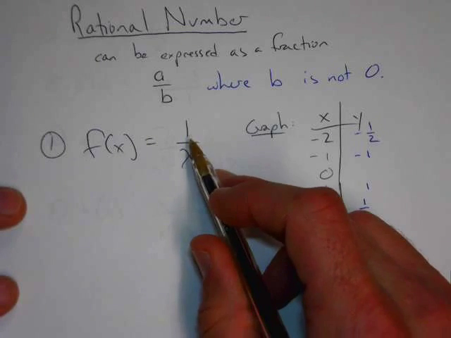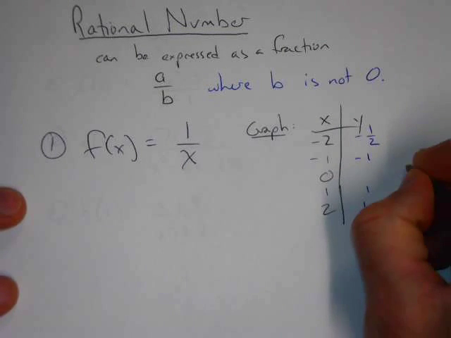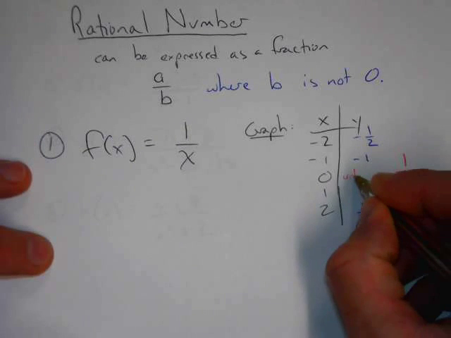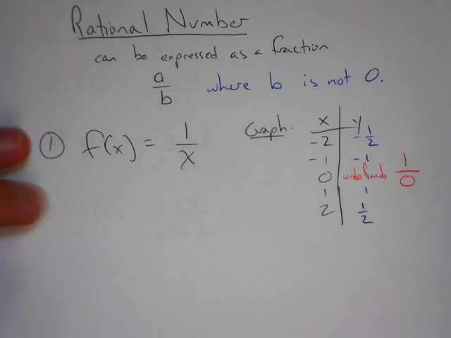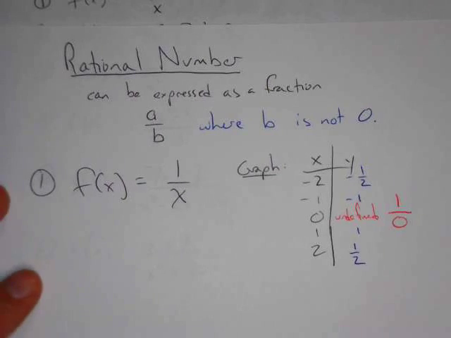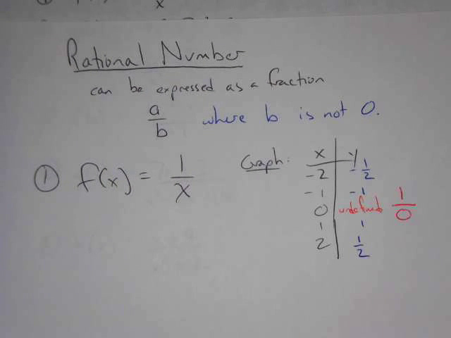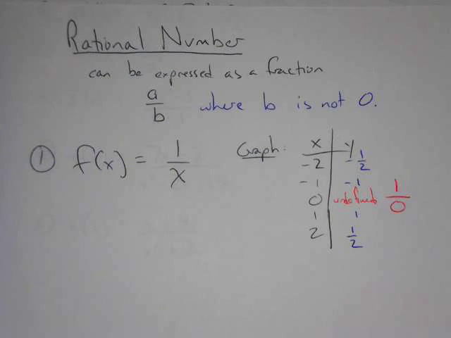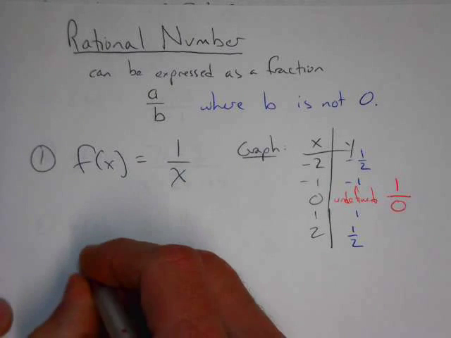Well, if you recall from the guaranteed pass notes, when we would substitute 0, we would have 1 over 0. And if you remember, that was undefined. So 0 was undefined. And it goes back to this definition where b is not 0. Okay, so we have a rational number is any number that can be expressed as a fraction where b is not 0. And that leads to another vocabulary term that we have talked about previously, called a domain restriction.